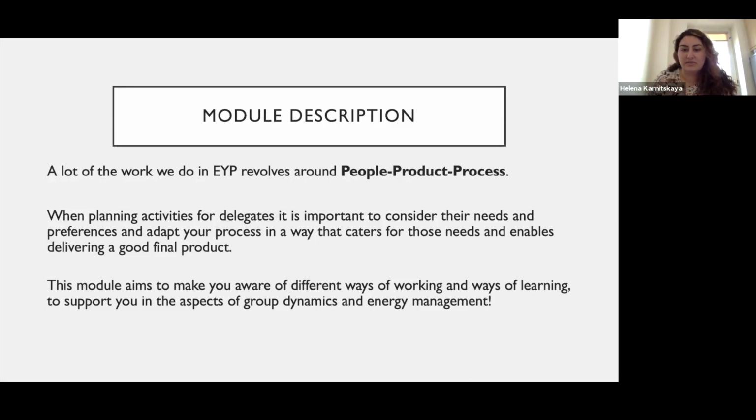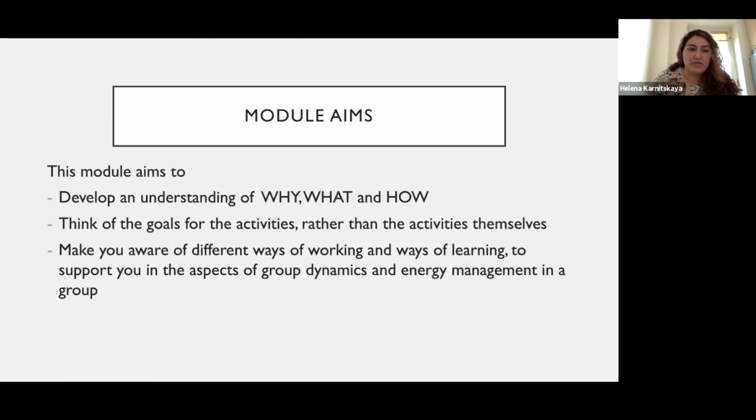So when planning activities for your delegates, from the perspective of a chairperson, but also in any other group activity, there are some things you need to consider about your people and how you plan your process so that you deliver your desired product. The aims of this module are to touch on why we do things, what we need to deliver, and how we're going to deliver them. It will give you a chance to think of your goals for the activities rather than the activities themselves, and make you aware of the different types of working and types of learning that you can consider when planning.